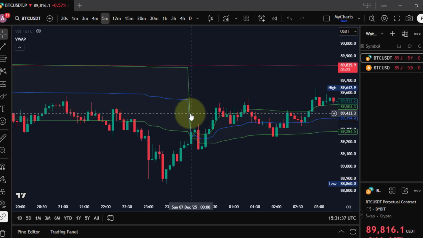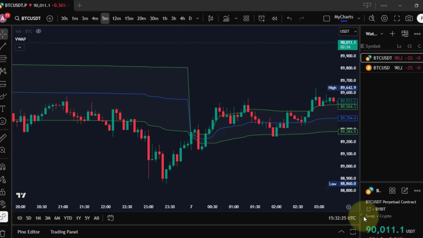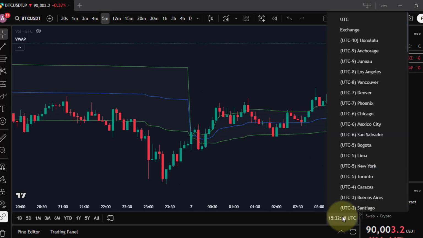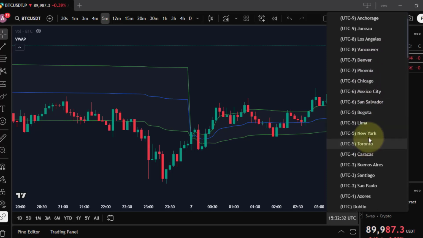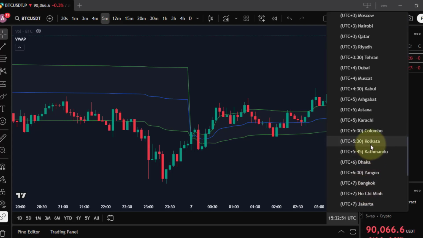In TradingView, you can change your time zone using the bottom right corner. I'm using UTC time zone for this lesson, but if your TradingView uses a different time zone, the reset time changes. For example, if you are in New York, UTC-5, VWAP resets at 7 p.m. If you are in Kolkata, India, UTC plus 5:30, VWAP resets at 5:30 a.m.